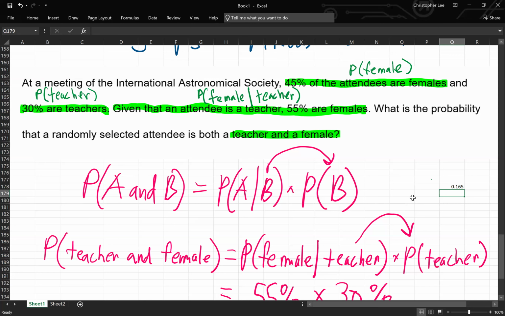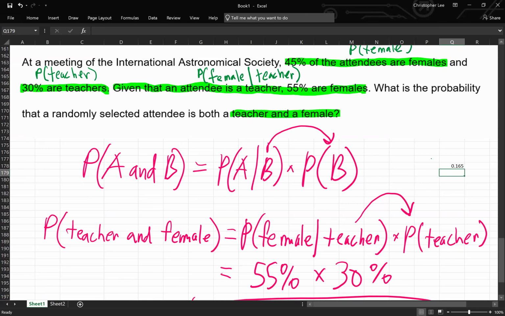female given teacher, right? So anything that comes after the given is like a denominator, so that's why I knew teacher is going to be here, and then female in front. And then after that, you just match it. Female given teacher times teacher. Whatever comes after the given statement is the one that's going to stand alone. Makes sense, right? Awesome.